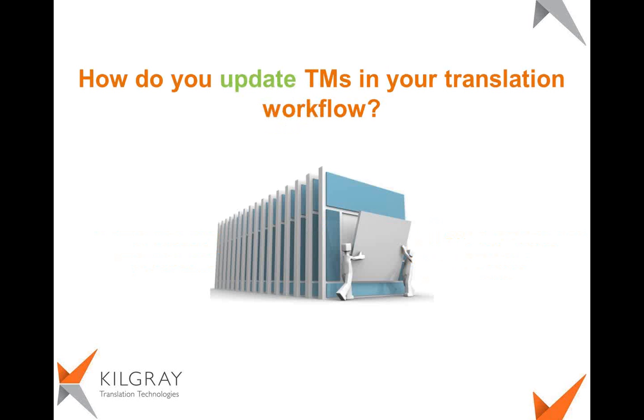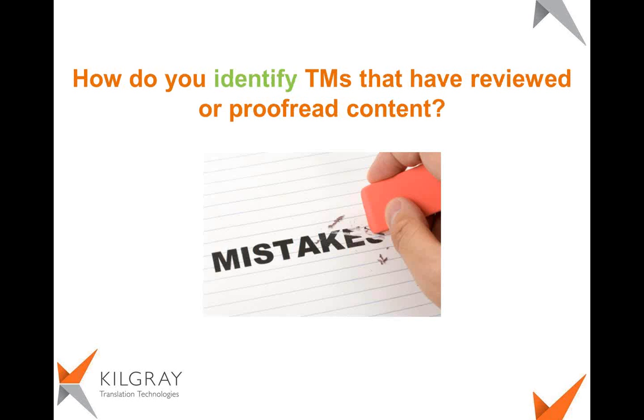Again, there are questions you might ask yourself. How do you update translation memories in your translation workflow? How do you make sure that the content that comes from the reviewers is recycled into translation memories that you reuse in further translation tasks? This is something you either do consciously or you don't do consciously. This is something you have to ask yourself. How do you identify the translation memories that have reviewed or proofread content? Are you able to identify those? Are you able to distinguish between reviewed and unreviewed translation memories?